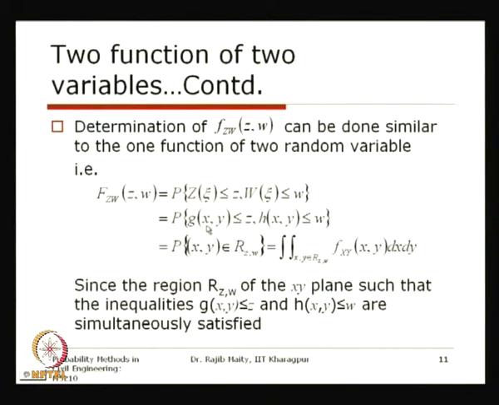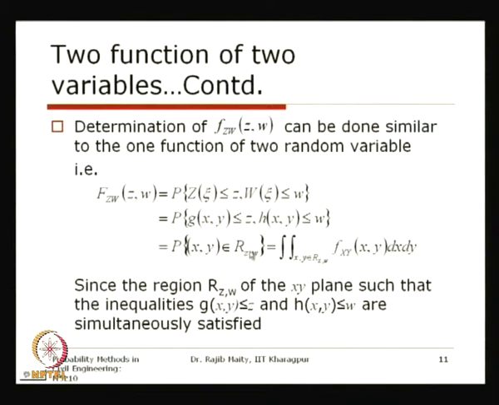So, this can be expressed in terms of g(x,y) less than or equal to z, and this can be expressed as h(x,y) less than or equal to w. So, basically what is expressed is that we are looking for a subset (x,y) which belongs to a specific set denoted by R_zw. So, this is the probability where the simultaneous occurrence of these events is satisfied.